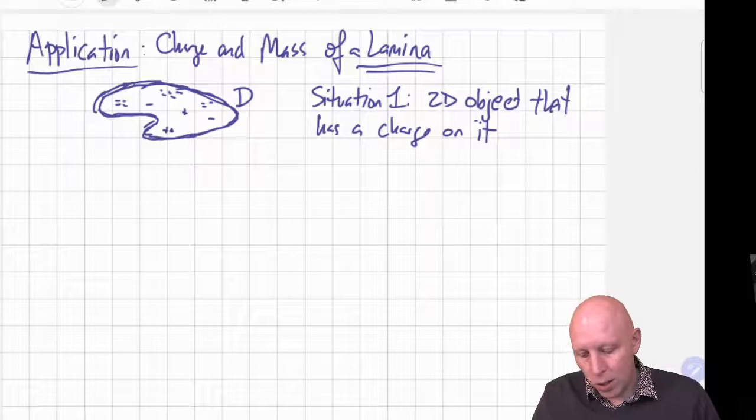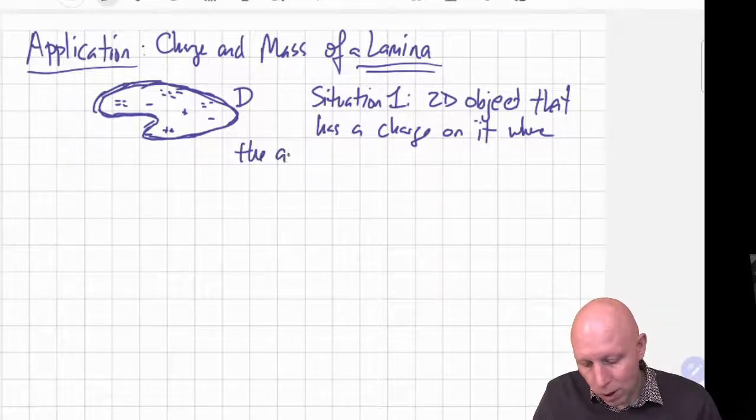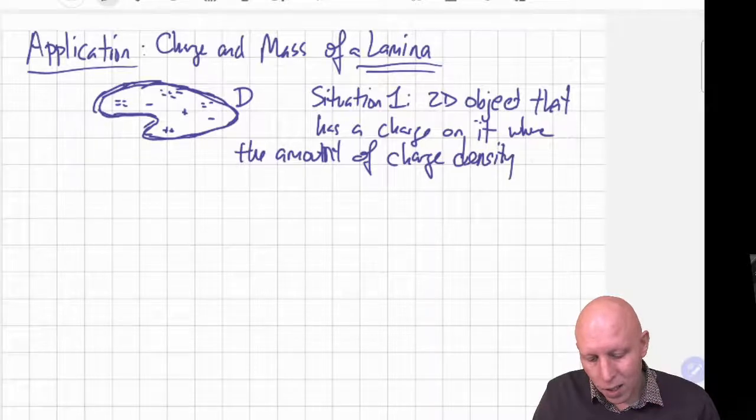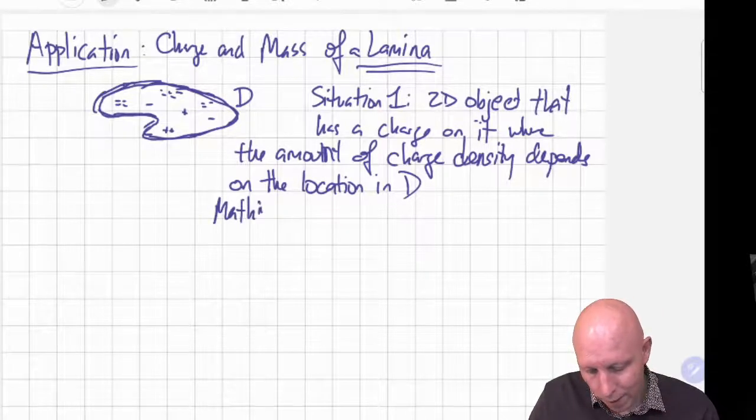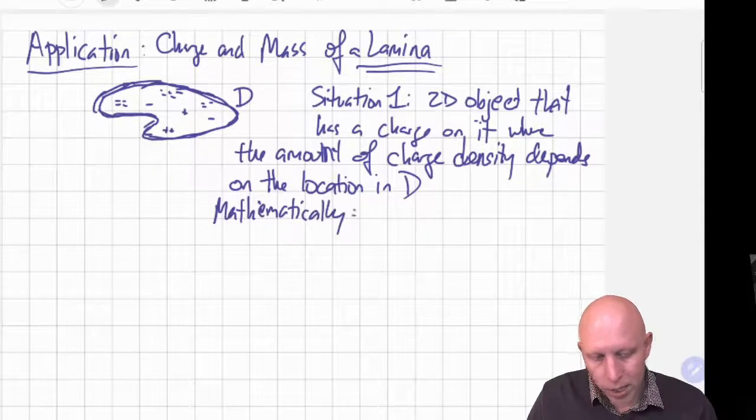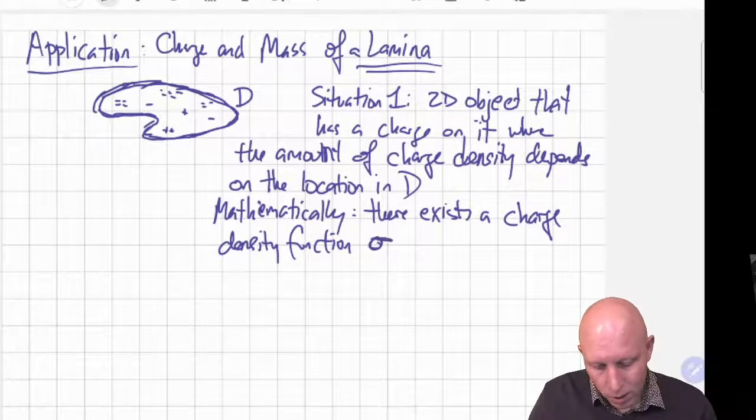So we're dealing with this situation where we have this two-dimensional object. It has a charge on it, where the amount of charge density depends on the location in D. If we were going to write that mathematically, what we're saying is that there exists a charge density function, and we're going to write that as sigma of x, y.